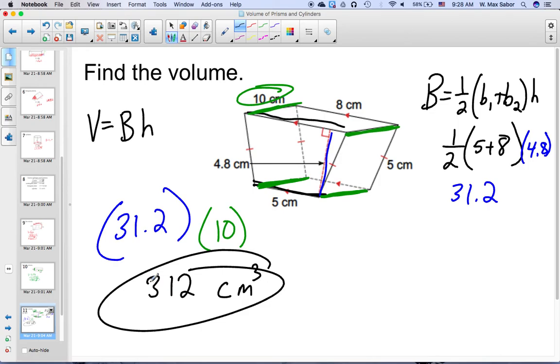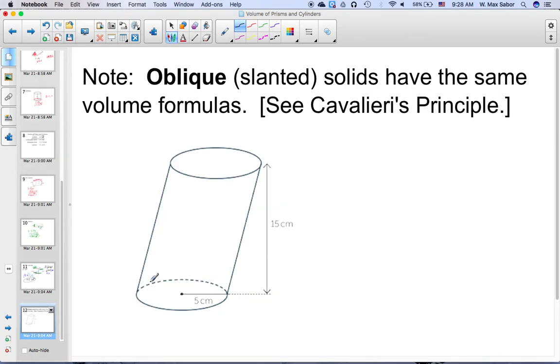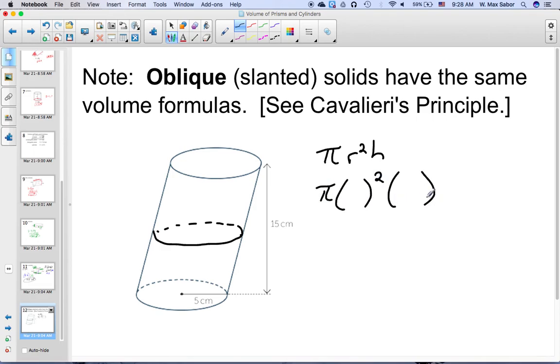Please note that if you see an oblique solid, a slanted solid, it has the same volume formulas. This is based off of Cavalieri's principle, which says that all that matters is the cross-section at each point. So because the cross-sections are all circles, it's still the same. So here we could still use pi r squared h because it's still a cylinder. This doesn't work the same way for surface area, but for volume it does.